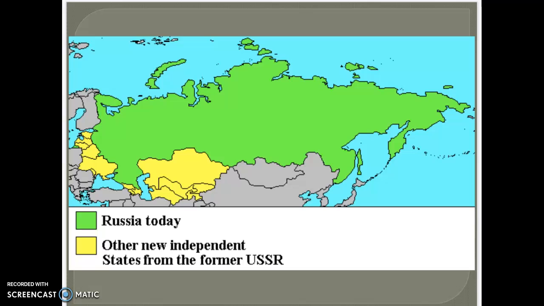Take a look at the map here to better understand the new countries being formed. These in yellow that you see along the sides here were parts of the Soviet Union. And then starting in 1988 through 1991, they all started to declare their independence from the Soviet Union. They became their own countries instead of being a part.